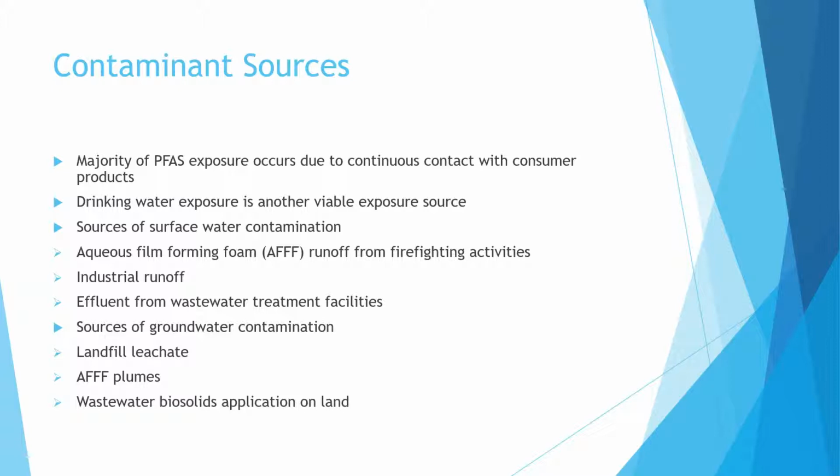Sources of surface water contamination include aqueous film forming foam, or AFFF, runoff from firefighting activities, industrial runoff from processes that use these compounds, and effluent from wastewater treatment facilities. Groundwater contamination is also possible with these chemicals, and that can come in the form of landfill leachate, AFFF plumes, and wastewater biosolids application on land.